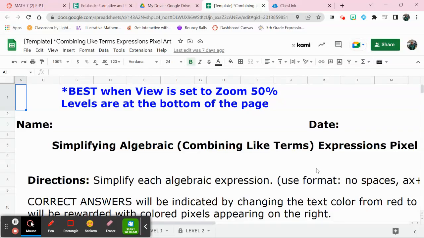Hi guys, this video is on combining like terms. And this assignment was the pixel art, combining like terms in expressions pixel art that we kind of looked at last week. So I want to continue with that and make sure that we can combine like terms. Combining like terms means adding and subtracting terms that can go together.